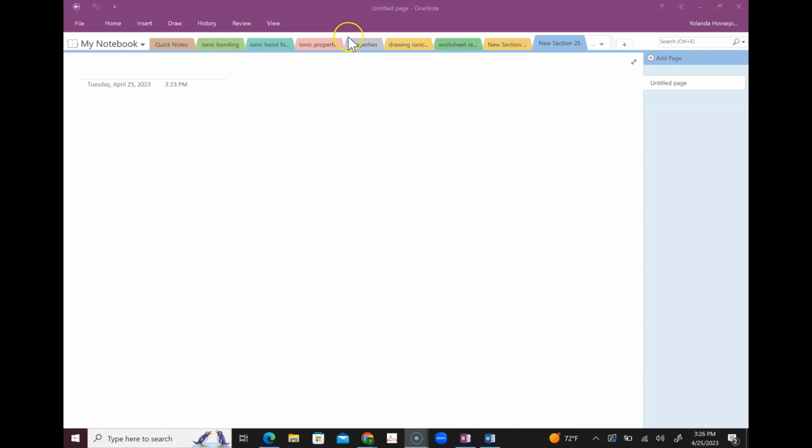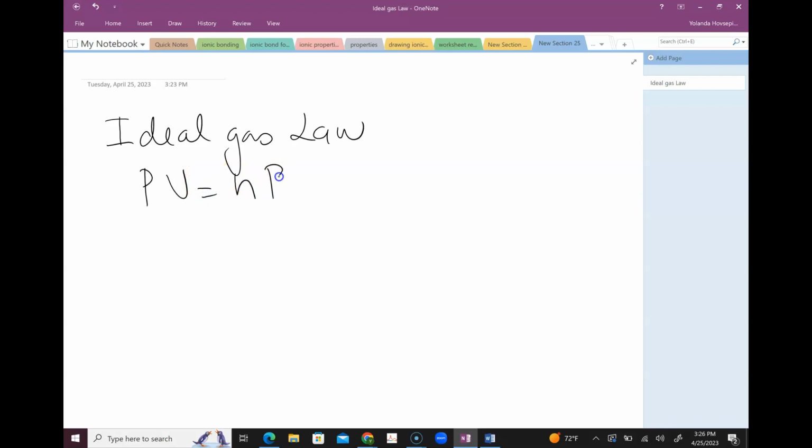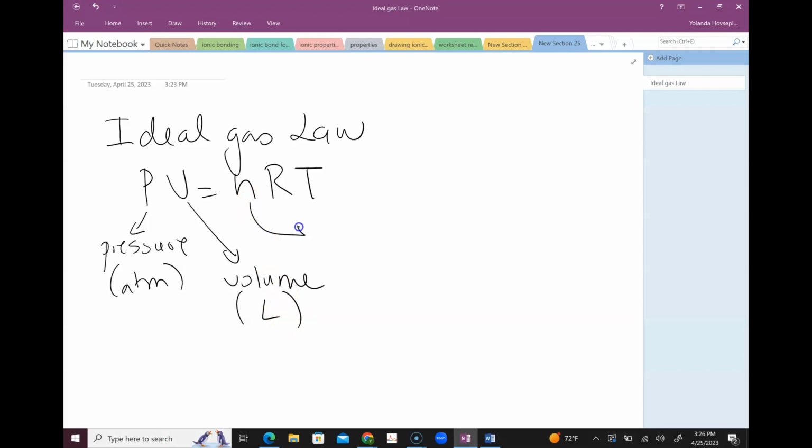So the new gas law we're going to talk about is the ideal gas law. The ideal gas law only deals with one set of conditions, and the formula is PV equals nRT, where P is pressure. This is always in ATM. V is volume. In this case, this is always going to be in liters. N is number of moles.